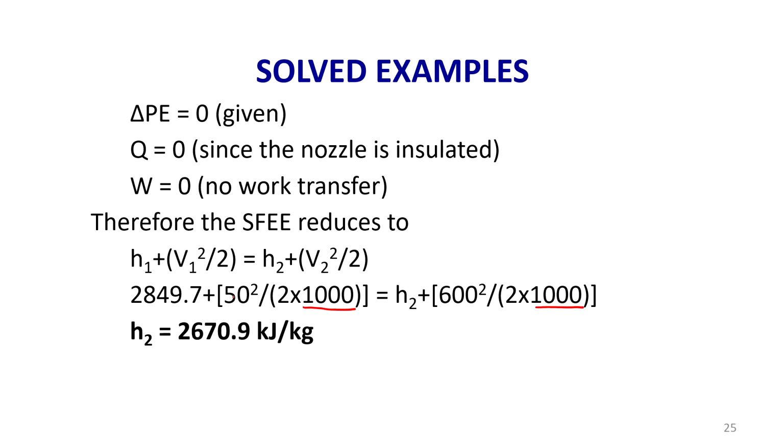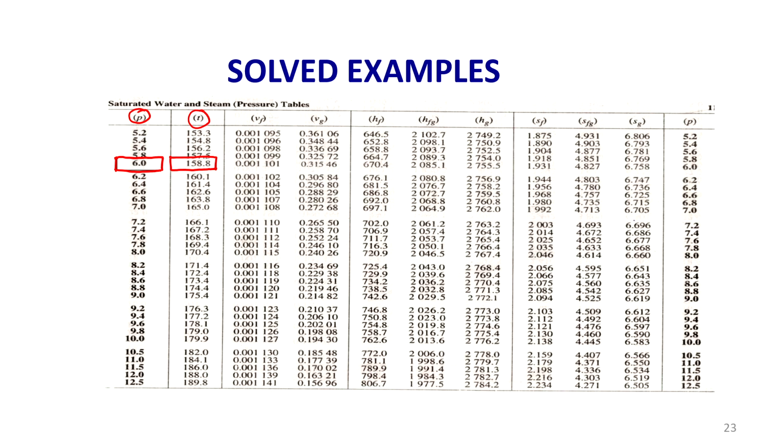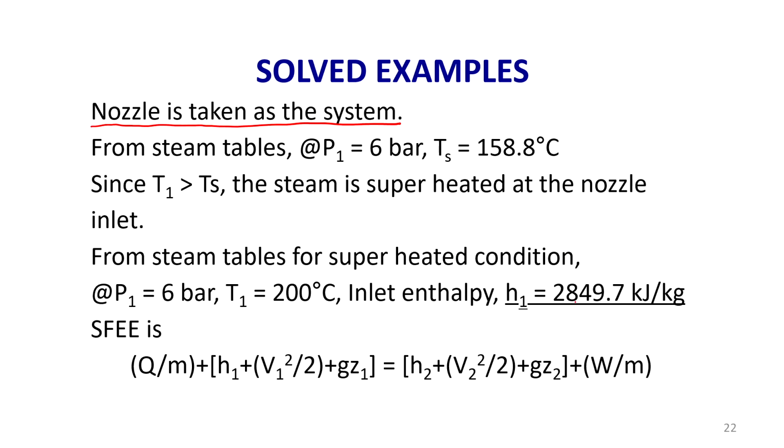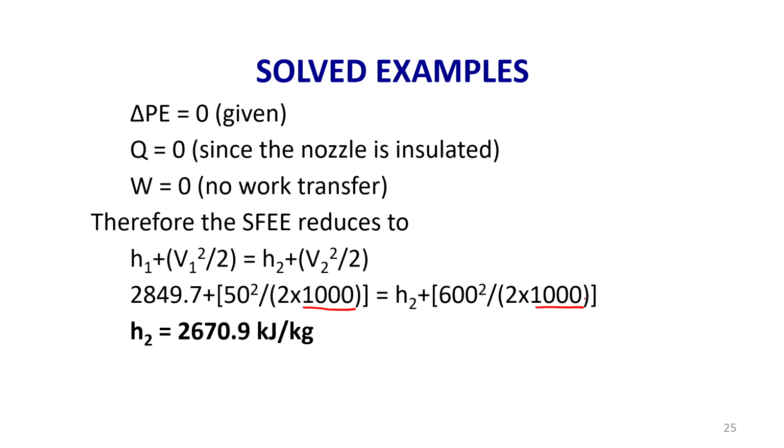V1 is 50 meter per second, so V1 squared is 50 squared by 2 into 1000, because this quantity is a summation term involved. So, to have uniformity in the units on both sides, divide the kinetic energy term by 1000. So, this is the enthalpy of the steam which is leaving the nozzle, and you can see the inlet enthalpy is 2849, so there is a drop in enthalpy. So, that completes the problem.